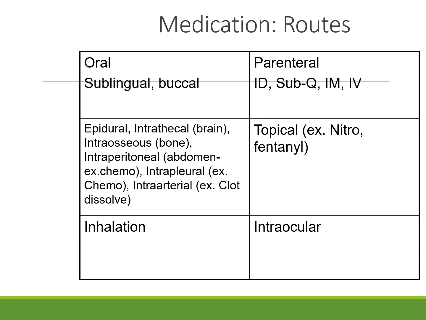Inhalation, so these are drugs given through the nasal cavity, inhalant, a drug for asthma, or giving of oxygen, no? Inhalation. The parenteral, given IV, intradermal. Subcutaneous level, we have the IM, intramuscular, and the IV or intravenous. Topical, these are drugs applied directly to the skin. These are examples of the drugs. Fentanyl, we have the nitro. Intraocular, these are drugs that are applied through the eyes.